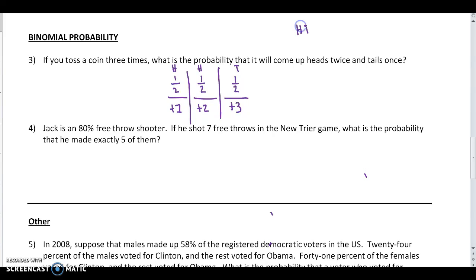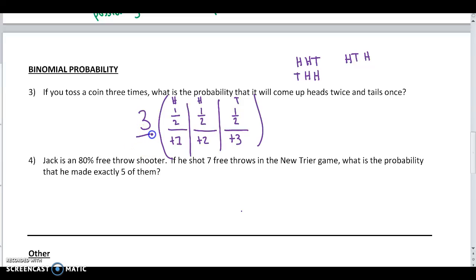You could have heads, heads, tails, like I wrote. You could have tails, heads, heads. You can have heads, tails, heads, and that would be all the ways to do it. So there are actually 3 different ways to make this happen, so we'd want to multiply that by 3. Now in this case, the number of ways was easy to count out here. It won't always be easy to count out, so we want to translate that into something we can calculate.